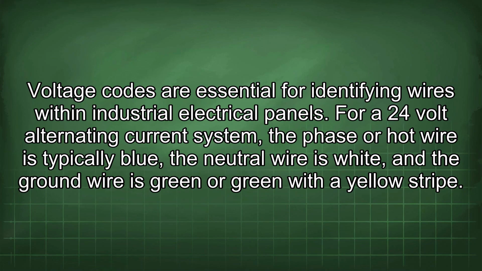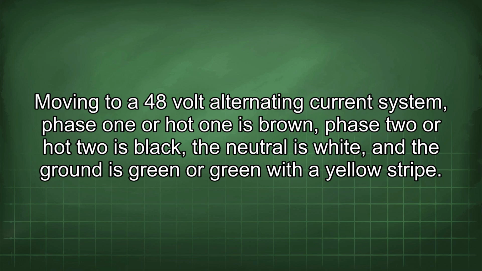Voltage codes are essential for identifying wires within industrial electrical panels. For a 24-volt alternating current system, the phase or hot wire is typically blue, the neutral wire is white, and the ground wire is green or green with a yellow stripe. Moving to a 48-volt alternating current system, phase 1 or hot 1 is brown, phase 2 or hot 2 is black, the neutral is white, and the ground is green or green with a yellow stripe.